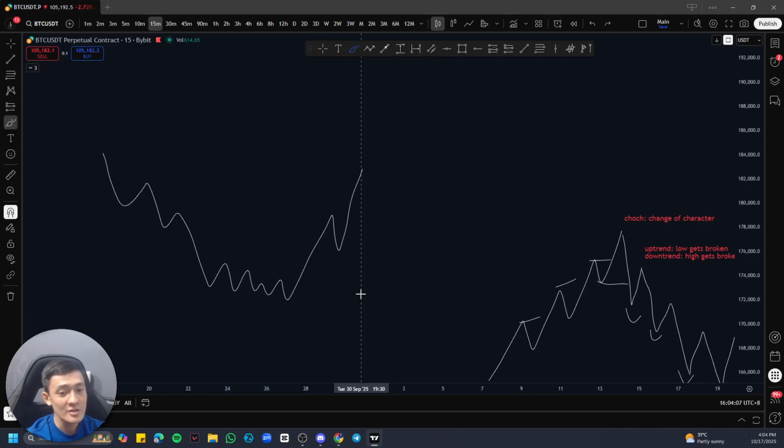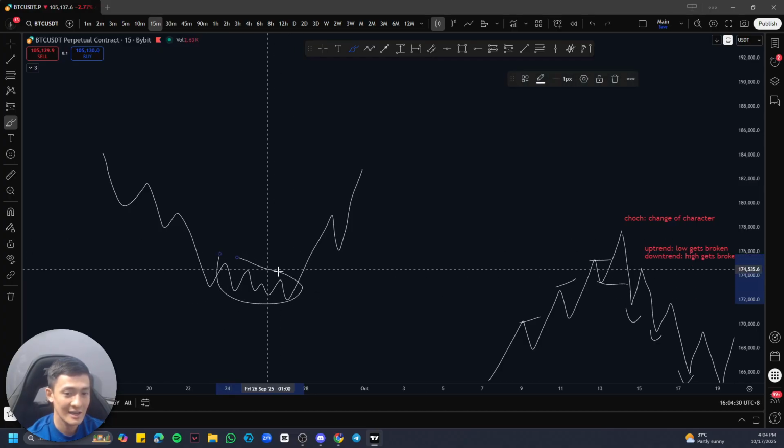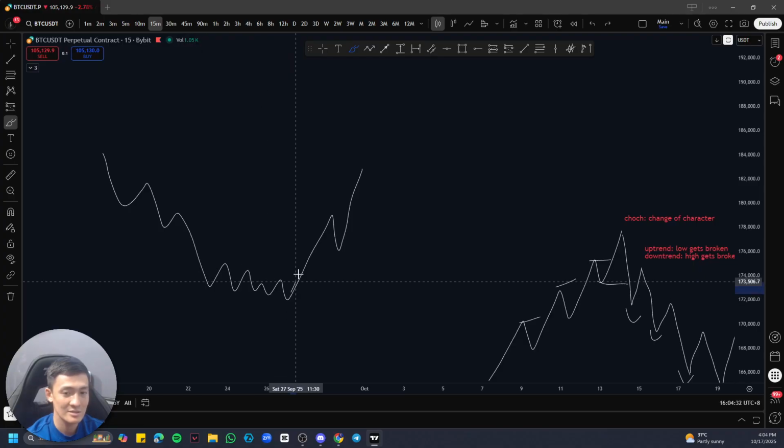Okay, usually after a trending market, there's a change of character. Before a trending market, there's also a change of character. Like I said, most of the time the market is in a sideways phase. So before and after a trending market, there's a sideways phase, and usually there's a change of character, right?